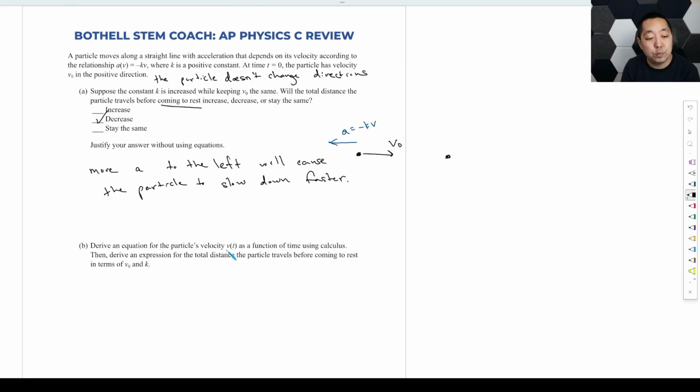Now let's derive an expression for the particle's velocity as a function of time using calculus. Then derive an expression for the total distance the particle travels before coming to rest in terms of v0 and k. Okay, so here we have acceleration. Now, how do you solve for this? You can't just integrate because the acceleration is a function of velocity. So the acceleration is negative kv, and remember the acceleration is the derivative of the velocity.